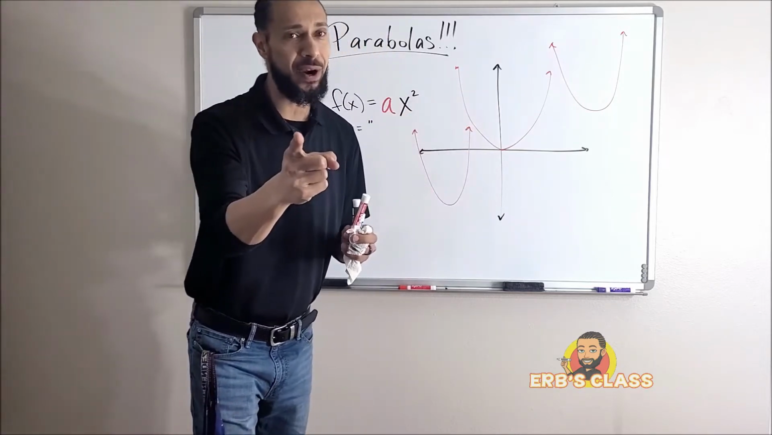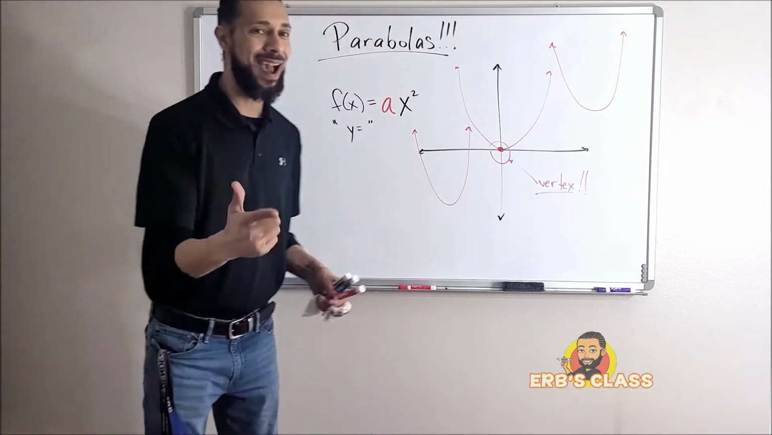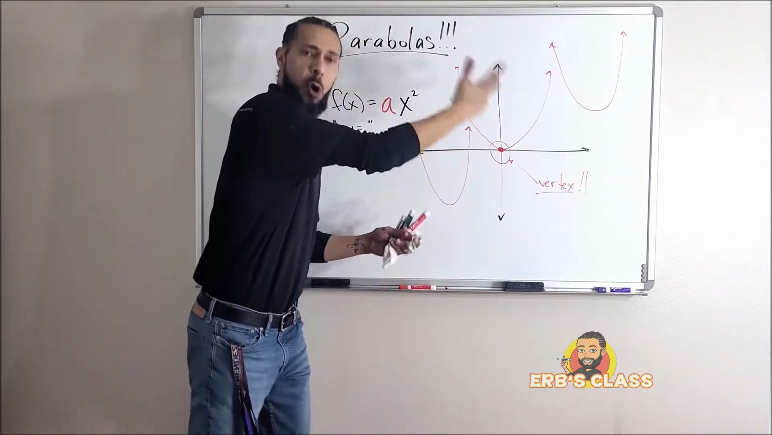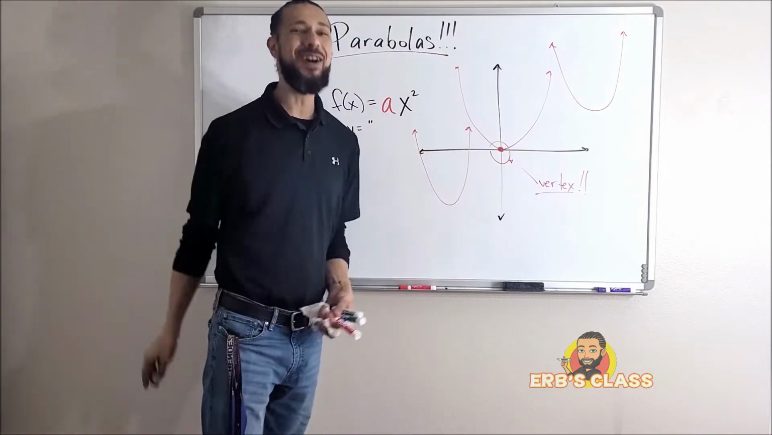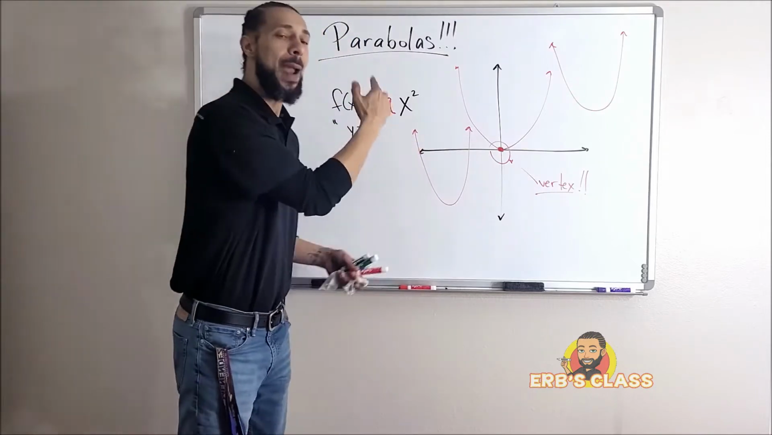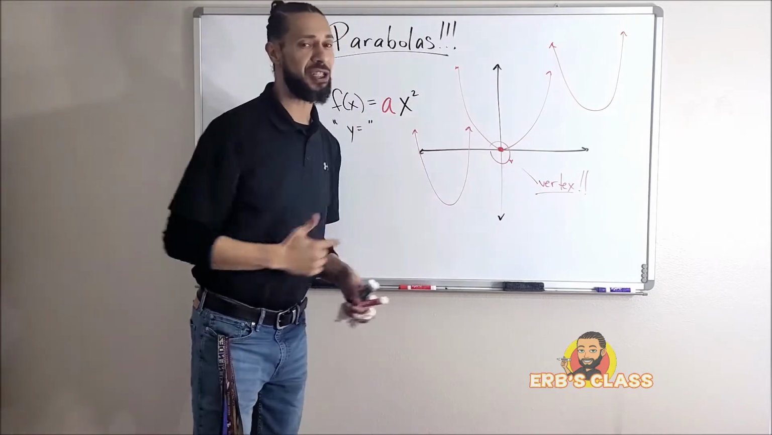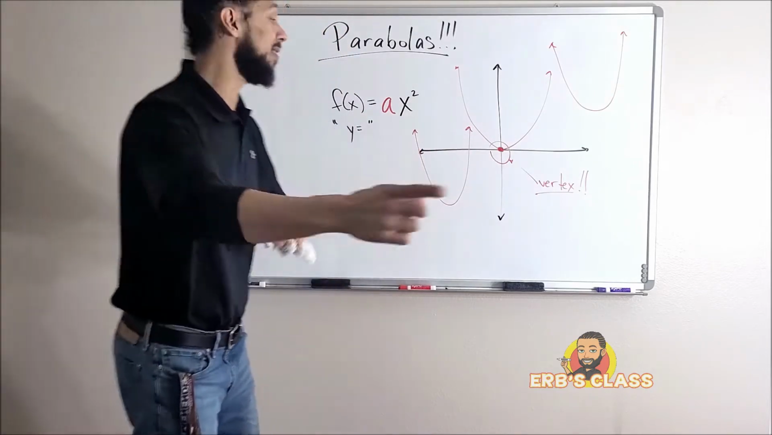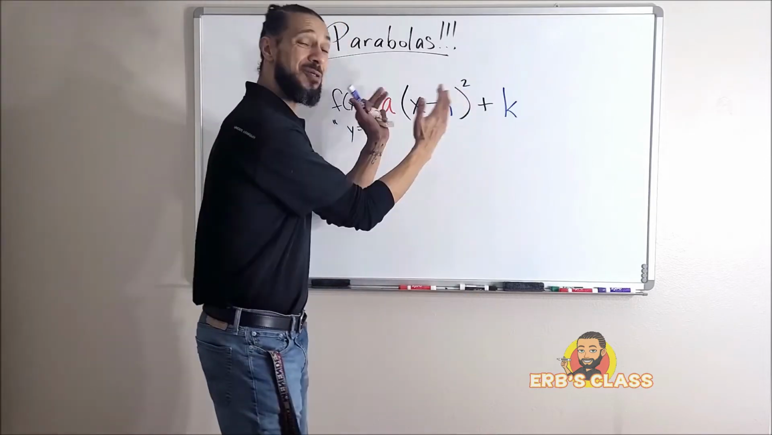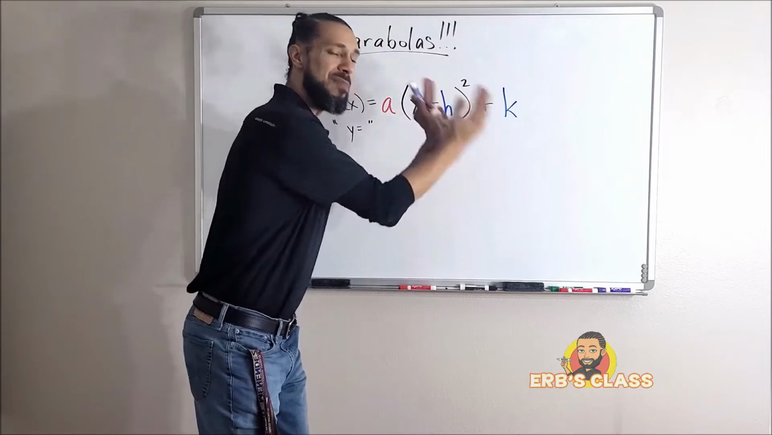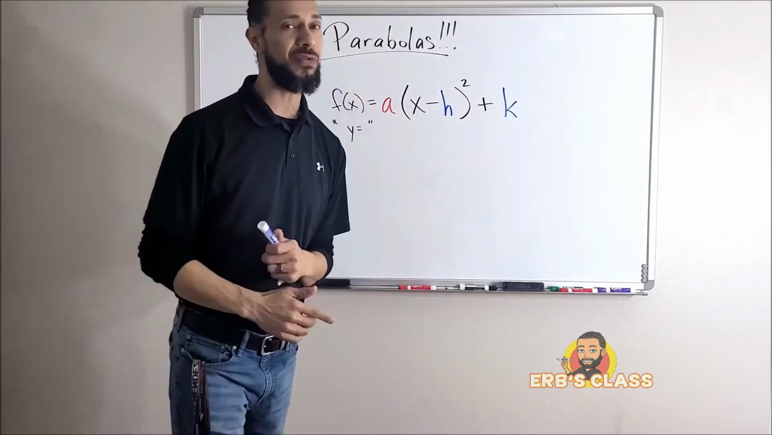And you know what? I don't even necessarily have to move the whole graph. Remember the most important point? The vertex. Yes. So if I just move that vertex, wouldn't I be moving the whole parabola? Remember that. So when I move this parabola around the graph, the equation changes. It looks like this. Okay, so when we start to move our parabola from its home base, from that origin point, the equation is going to move too.